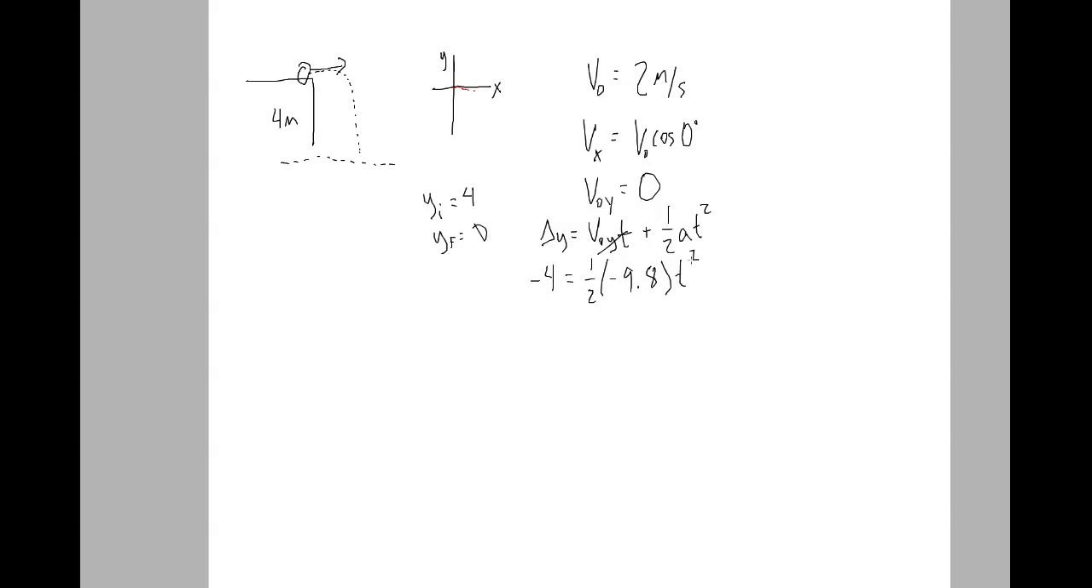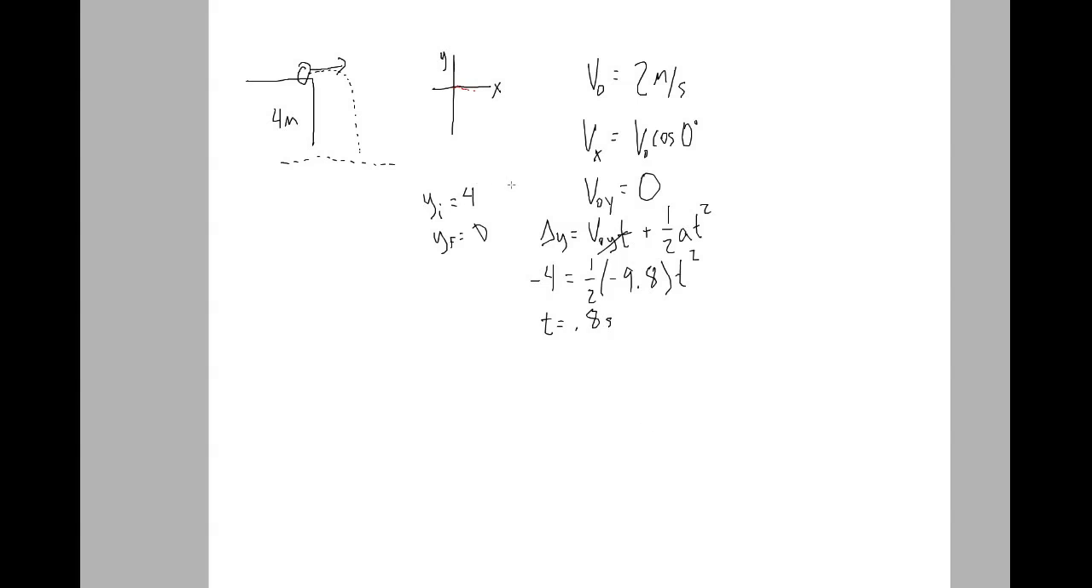And so what you can do is just solve for t, and that would give you the time it takes for the ball, or whatever we're rolling, to hit the ground. So we've got -4 divided by -4.9, and that gives me a time of 0.8 seconds.